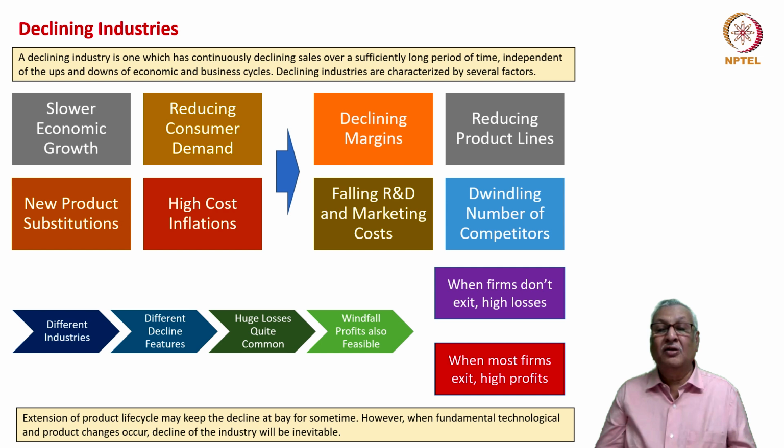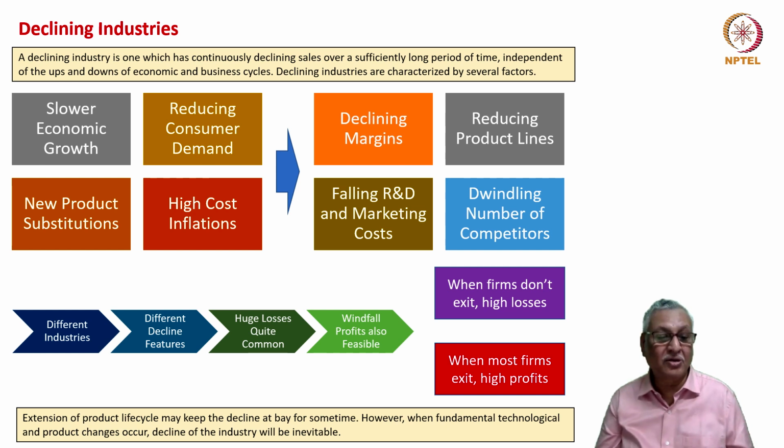This happens again when the firms are promoter controlled and employment as founders is a career option for the founders and their scions, in which case they stay and the firms stay. Different industries have different declining features, and many times huge losses are quite common. Windfall profits are also possible. Extension of product life cycle may keep the decline at bay for some time. However, when fundamental technological and product changes occur, decline of the industry will be inevitable.